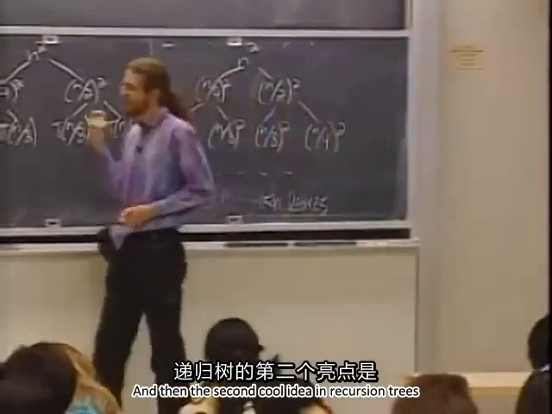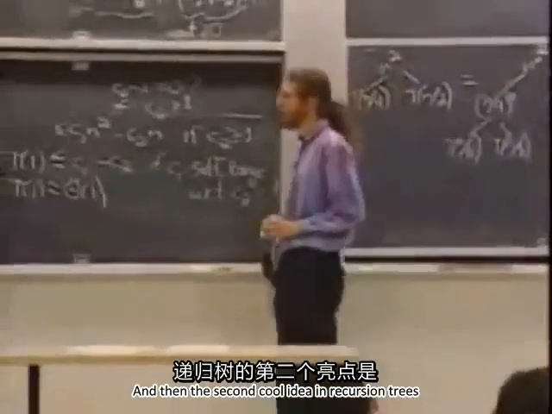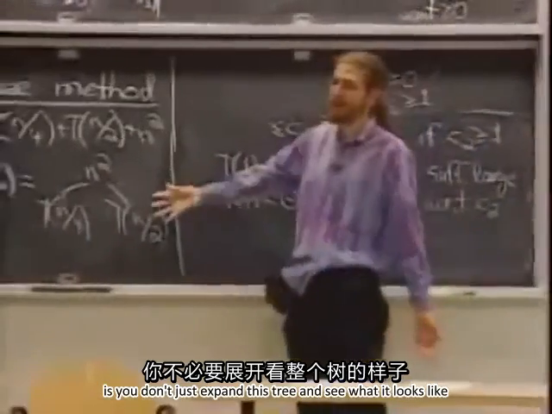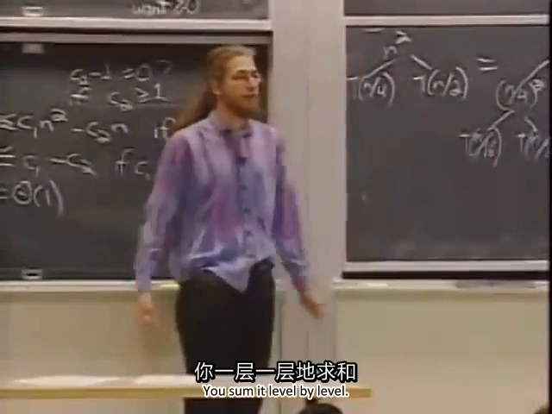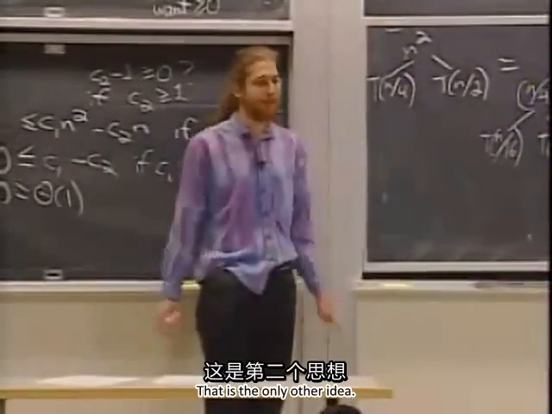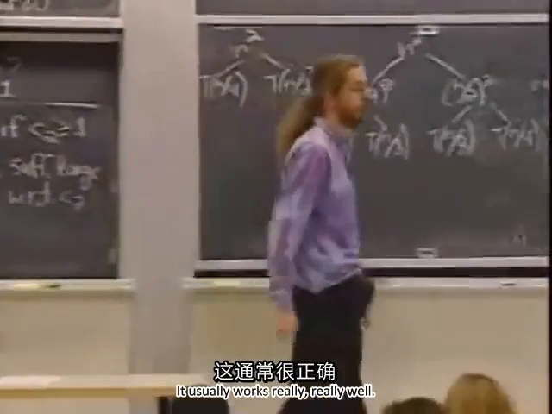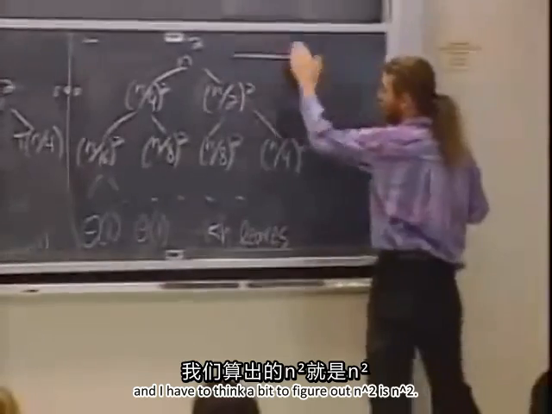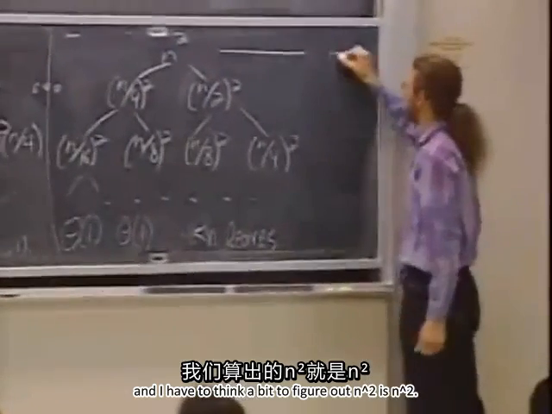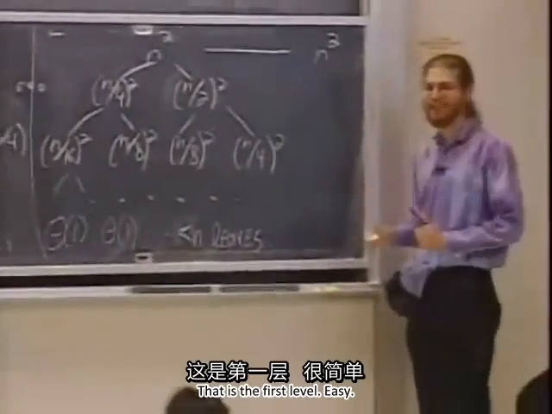And then the second cool idea in recursion trees is you don't just expand this tree and see what it looks like and then say, well, how am I going to sum that? You sum it level by level. That's the only other idea. It usually works really, really well. Okay, here it's a bit complicated. I have to think a bit to figure out n squared is n squared. That's the first level. Okay, easy.